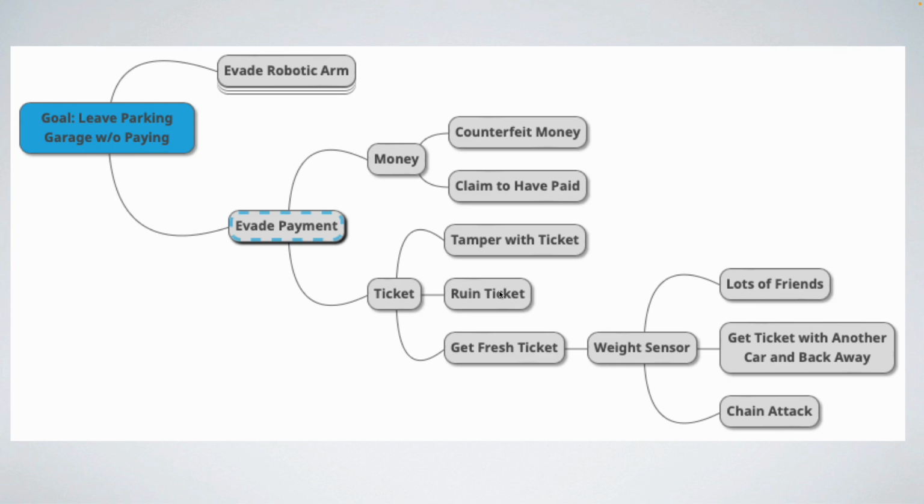That not only could you not repeat it, but you could go to jail, and then you won't be able to park for a year or whatever, right? And so the consequences also change in terms of the different attacks. But anyways, you could ruin it. And then we talked about if you can get a fresh ticket, one that's new, then you don't have to pay. But there's this weight sensor, so you could have a lot of friends. You could get a ticket with a car and back away, or you could do this kind of chaining attack.